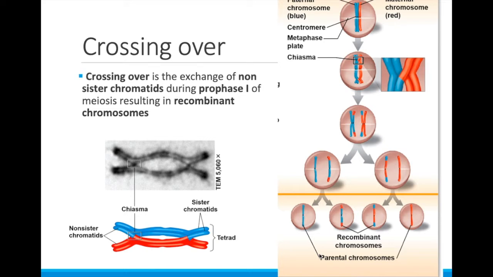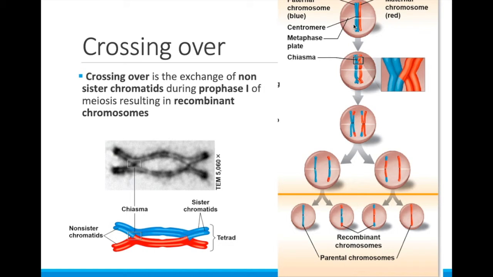The other thing that allows for genetic diversity during meiosis is crossing over. So crossing over is the exchange of non-sister chromatids during prophase 1 of meiosis. The things I need you to know about crossing over: it increases genetic diversity, and it happens during prophase 1.